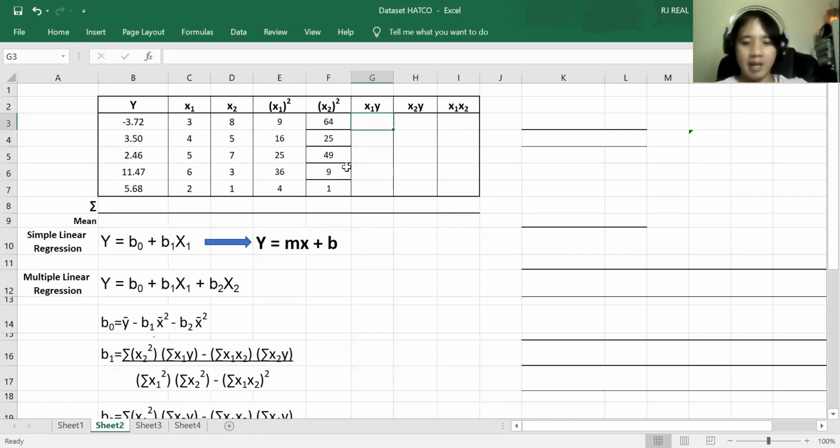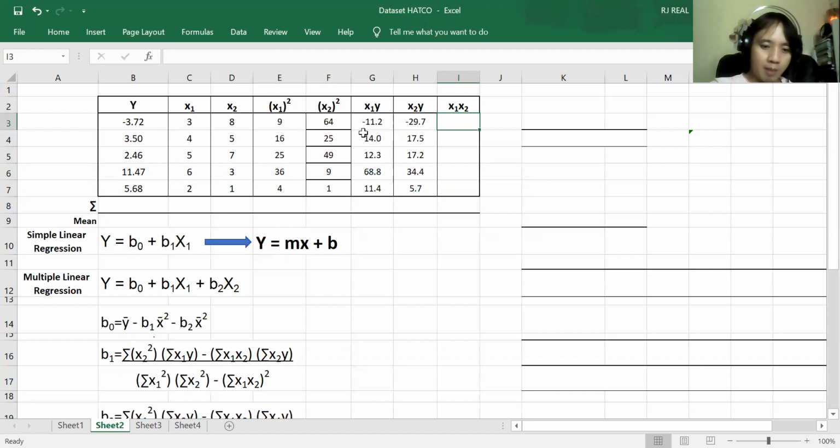Then, dito naman, x sub 1, multiply natin sa dependent variable value of observation 1. Then, same goes to other observation. Same concept here. x sub 2 multiplied to the value of y. Observation 1, 2, 3, and 4. And then this one, we'll have to multiply the value of both independent variables. So, x sub 1 times x sub 2.